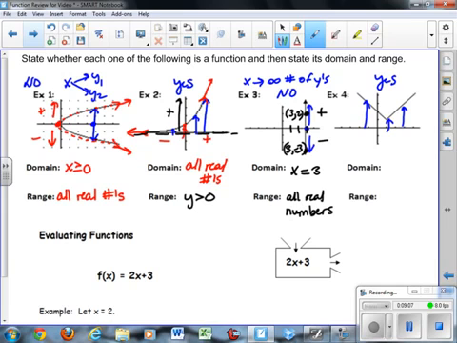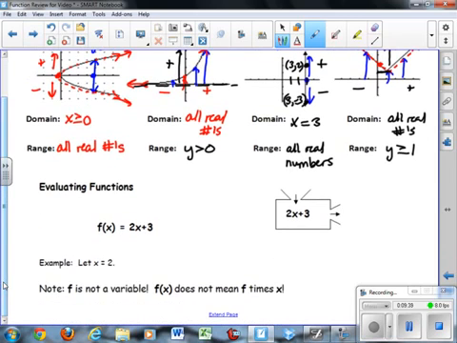Domain, we have positive values for x on this side, we have negative values for x on this side. Notice that all of these values here are positive values for x, all of these are negative values, and we have x equals 0. So the domain is all real numbers. The range, it looks like the lowest possible value for y is 1, and then all of the other values for y are greater than 1, so we have y is greater than or equal to 1 for our range.